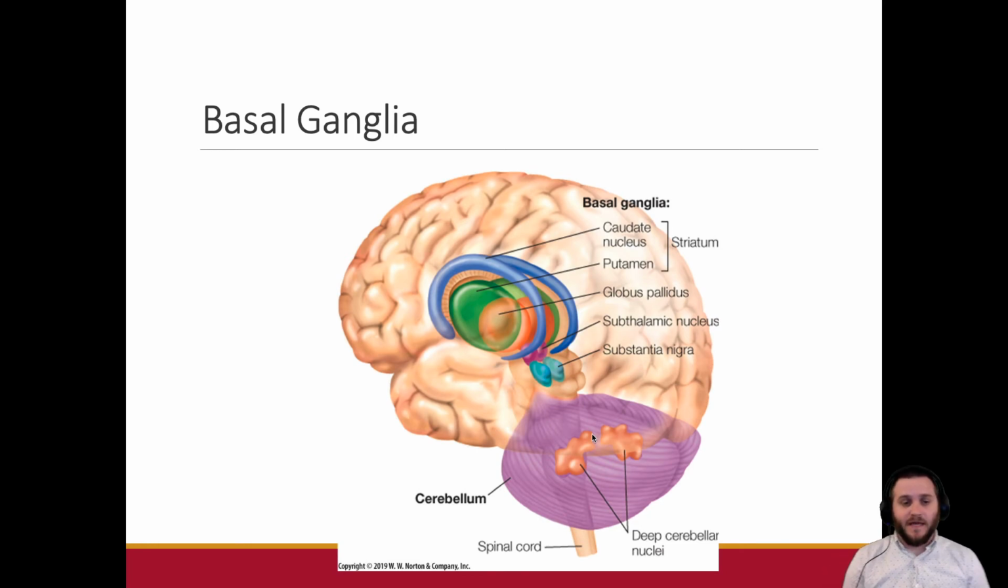Damage to the basal ganglia and/or cerebellum creates issues with movement, as we'll see when we talk about Parkinson's and Huntington's. And if you damage the caudate nucleus specifically, the blue structure, or the putamen, this has been done in rats, then the rats cannot respond to operant conditioning.